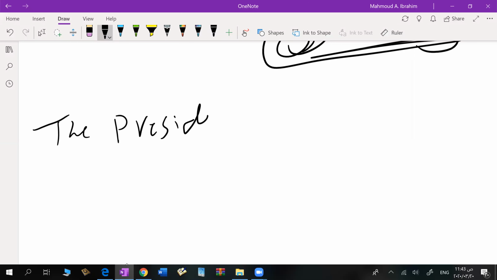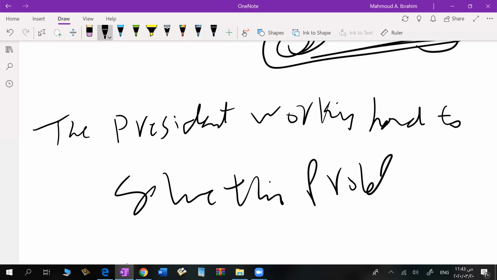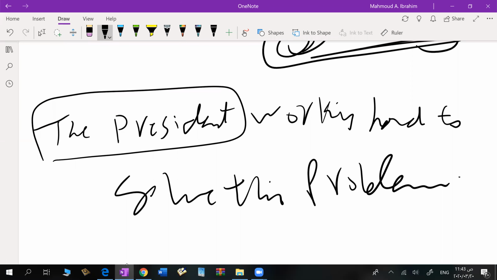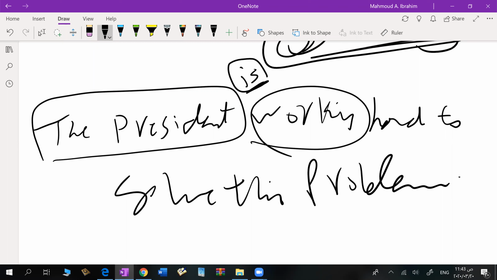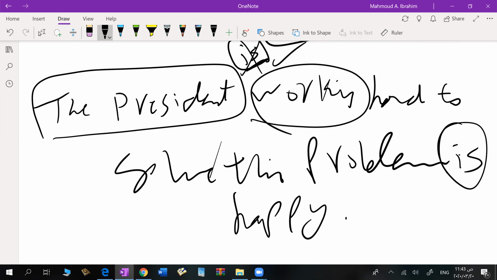the president working hard to solve this problem, for example. So "the president" is the subject. Where is the verb? "Working" is no verb. "Working" is a present participle. Now, this sentence doesn't have a verb. Either you say "the president is working," and right here you have a complete sentence, or you say "the president working hard to solve this problem is, for example, happy." So here we have the verb. But you cannot say "the president working hard to solve this problem" and that's it. Now we understand why.